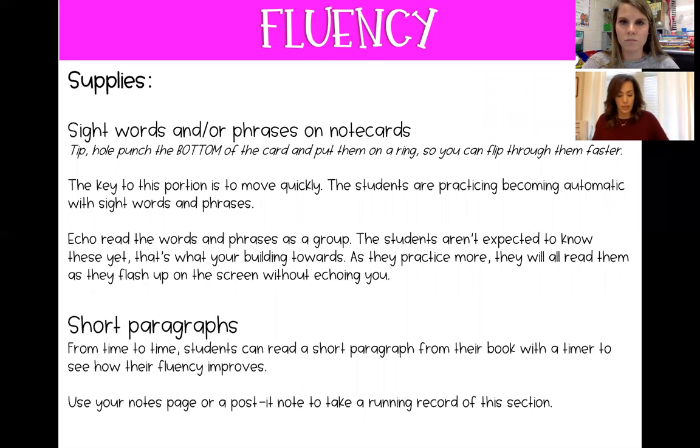And then, I'm going to talk to you a little bit more about the fluency portion of the lesson plan. This is when we're going to be working on sight word phrases, anything like that, just to help them with that automaticity of those words.